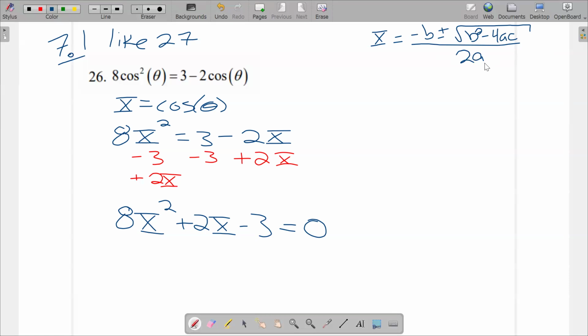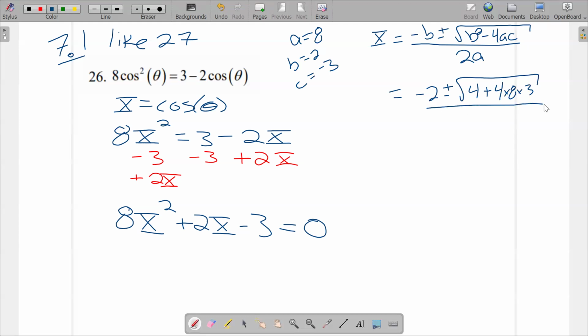All right, so then usually when I do that, I write down for myself things like, so I get them straight. A is 8 here, B is 2, and C is negative 3. So we're going to have B is 2, so negative 2 plus or minus 2 squared I can do in my head. Since the C is negative, I'm going to just switch to a plus here, because a negative times a negative. And then I'm going to have 4 times A is 8. And now I'm just going to multiply by 3 because I dealt with the negative. All over 2 times 8.